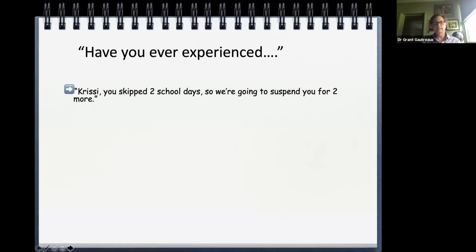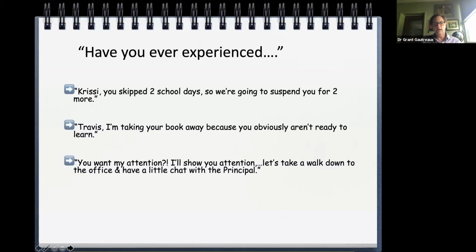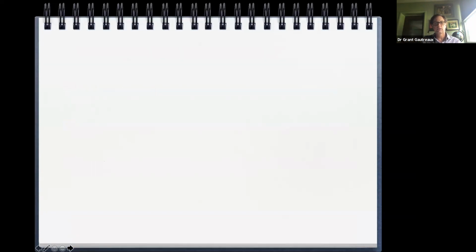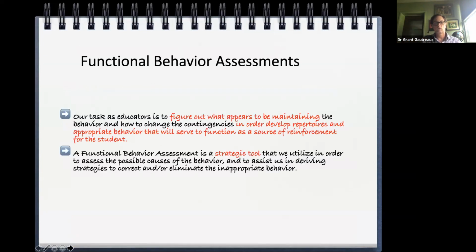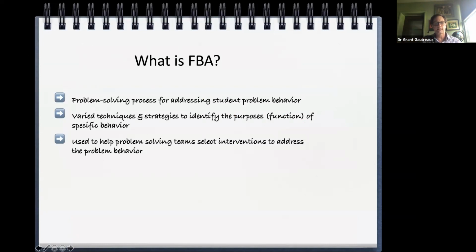Some of these slides we're going to skip over. I don't think they're necessarily relevant in all of these cases. Basically, when we're talking about an FBA, we're talking about a problem-solving process. And there may be a variation of techniques and strategies that are used within that problem-solving process. What we're looking for is really the function of the behavior.